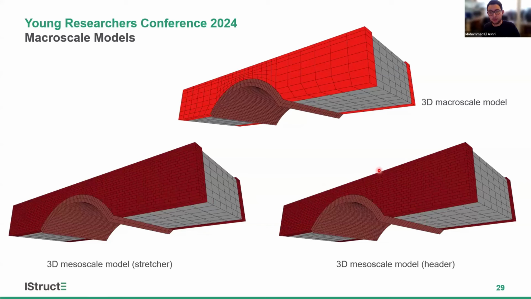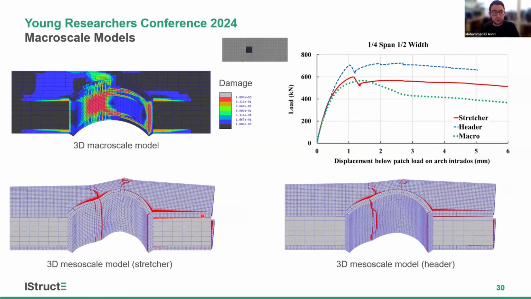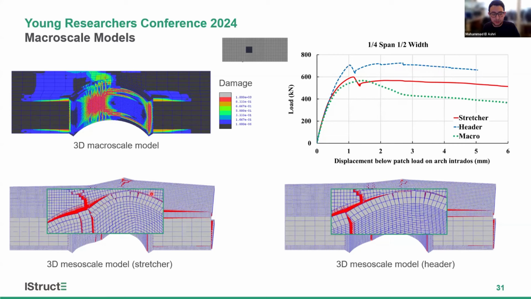The final thing we are considering is macroscale modeling and comparing it to stretcher and header mesoscale models, applying the load concentrically at quarter span. From that, we see good agreement in the failure mode and the load displacement response between the stretcher and the macro model, but the header model overestimates the response. The reason behind that is the difference in the failure mode, as we can see the ring sliding or ring separation in the header bonds.